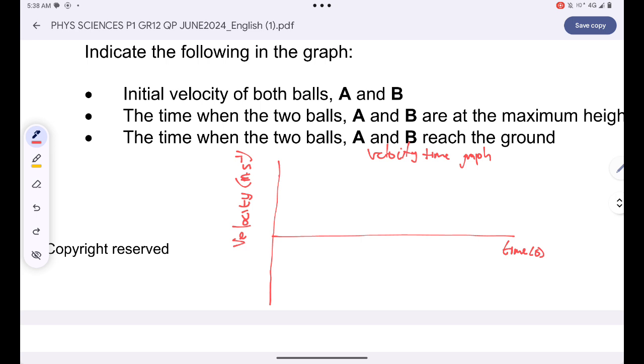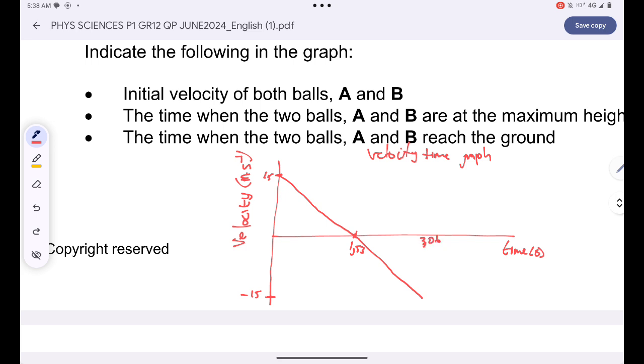So ball A was first projected at an upwards velocity of 15 meters per second. It then went to reach maximum height and then returned to the ground at a velocity of negative 15 meters per second. The amount of time it took was just 1.53 seconds to reach maximum height, and then it also took 3.06 seconds to return to the ground.